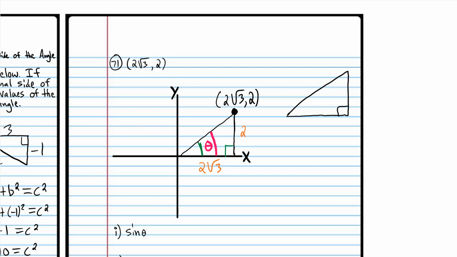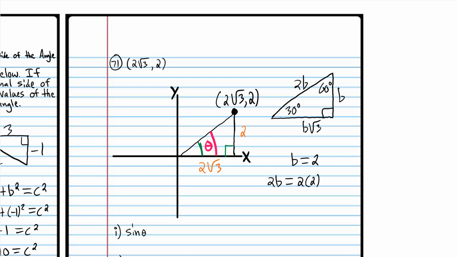Let's look at our 30, 60, 90 degree triangle. Remember, that theorem tells us that if you have a 30, 60, 90 degree triangle and the side opposite 30 is b, then the side opposite 60 is b√3, and the hypotenuse is 2 times b. But look at these numbers here. Those legs correspond. Because we know we have a right triangle, and we know we have these relations, we can see that this is a 30, 60, 90 degree triangle. And b is equal to 2. So 2b is the hypotenuse, so the hypotenuse is 4.